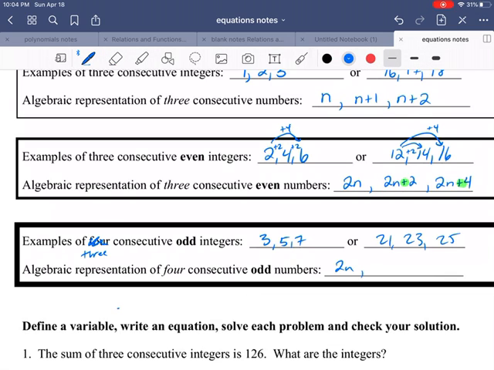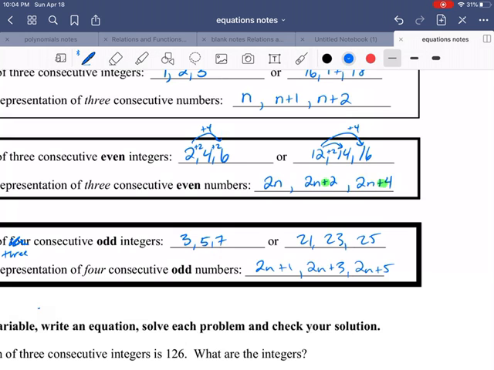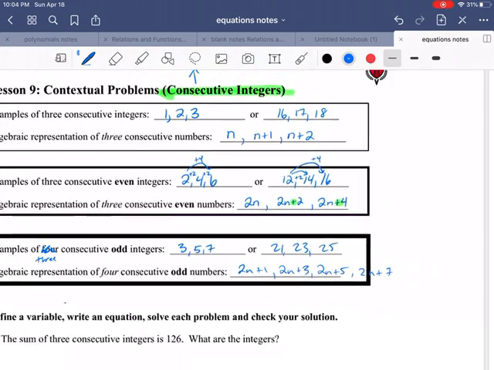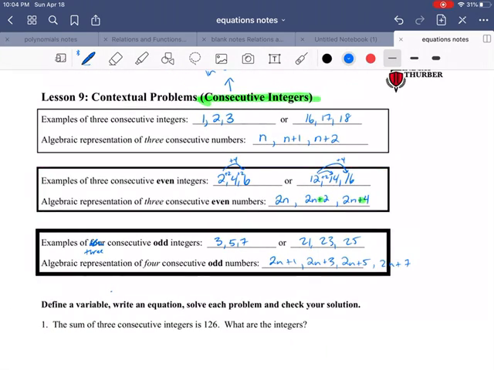Now if the 2n is the first number, we need to make that odd. So 2n plus 1, 2n plus 3, 2n plus 5. Those are consecutive odd numbers. And if we want 4 of them, it's going to be 2n plus 7. Okay. So in consecutive number questions, if they're just consecutive integers, use these 3. If they're consecutive even integers, use those. And if they're consecutive odd integers, use those.